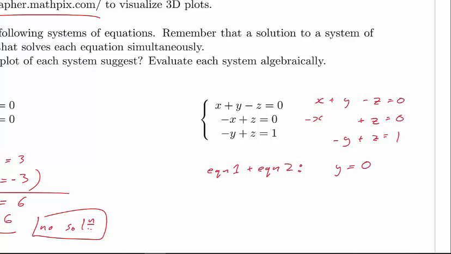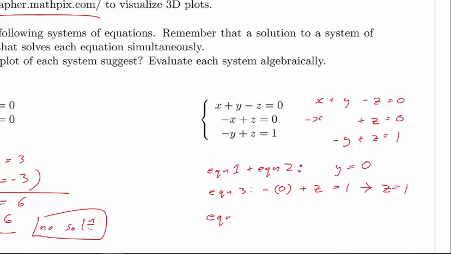So now we're going to use this result, plug it into equation 3. So equation 3 is going to become negative 0 plus z equals 1. Right? Equation 3 right there. And so from this, clear enough, z equals 1.